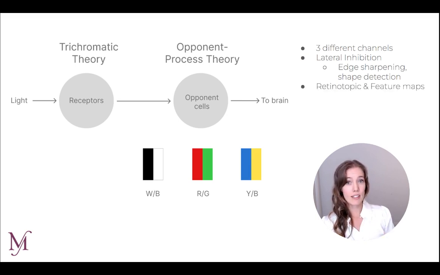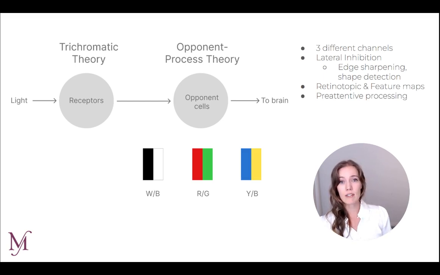Now, as these signals travel through the brain, they create what we call retinotopic and feature maps. And this is important because these are what will direct a user's attention. Now, it's important to note that all of this is done pre-attentively. So what that means is that it's not consciously in a person's thoughts. So it happens before the signal has reached what we call the prefrontal cortex or central executive.